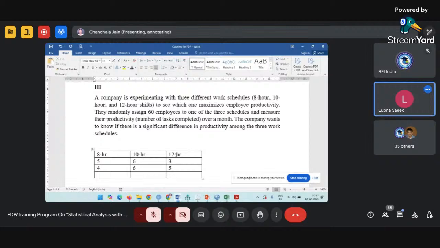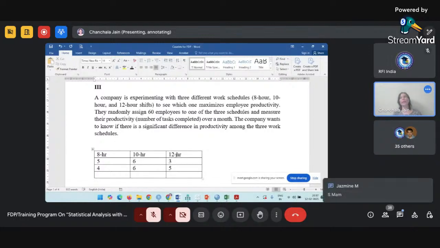Okay, so on this note, I'm concluding the FDP. In this FDP, I tried to explain a few of the very basic statistical tools. We have seen descriptive statistics, and we tried to understand the non-parametric test, which is the chi-square test. Both forms of chi-square I tried to explain, that is goodness of fit and independence of attributes.